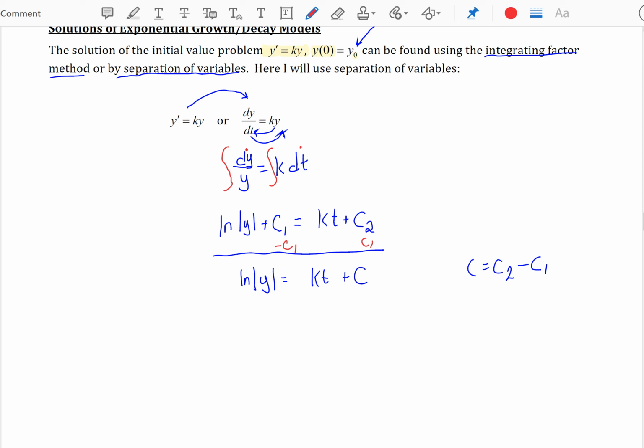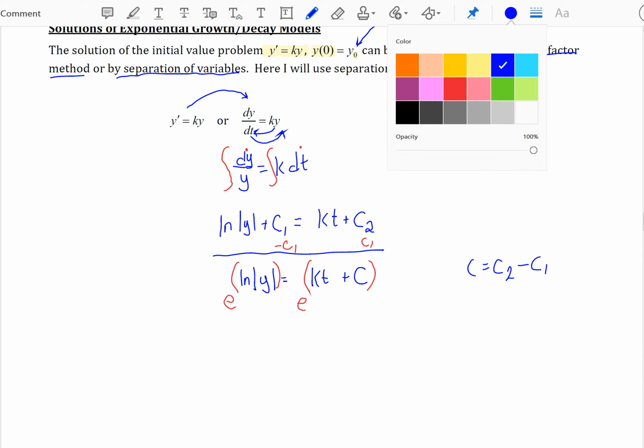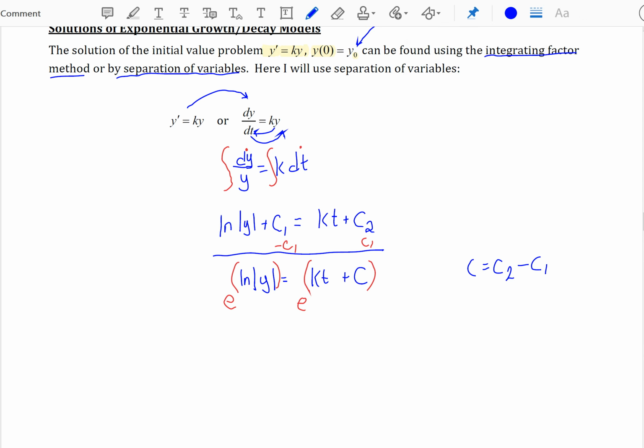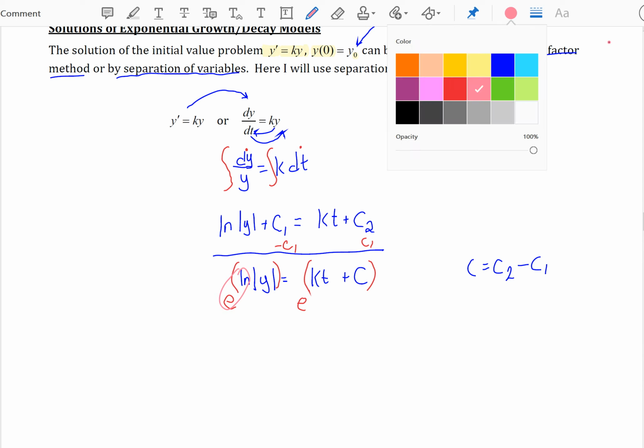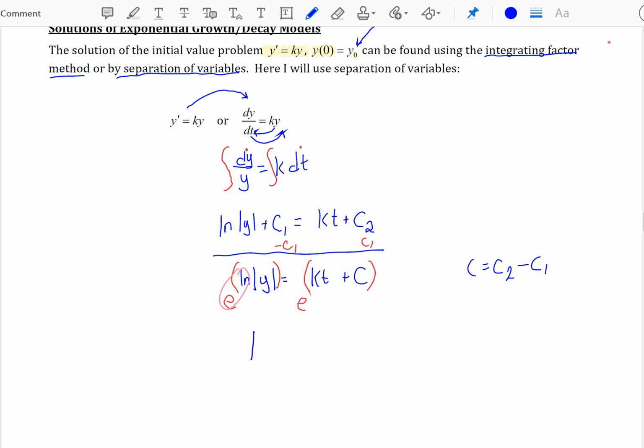If we continue to solve for y, we're going to have to exponentiate each side of the equation with base e. Remember, when we exponentiate the right-hand side, we must have all of this be as an exponent. We did this exponentiation with base e with the expectation that e and natural log are inverse functions, and so that these will cancel. So that we have just the absolute value of y equals.